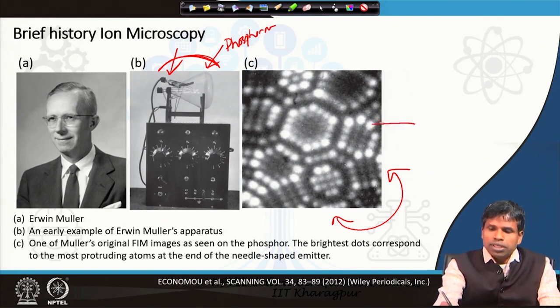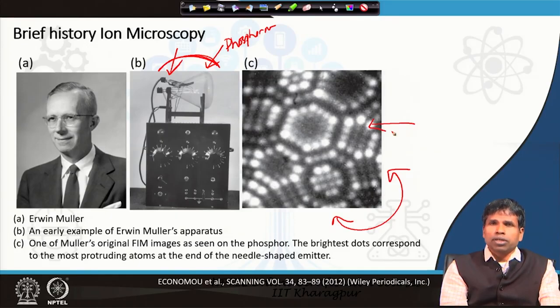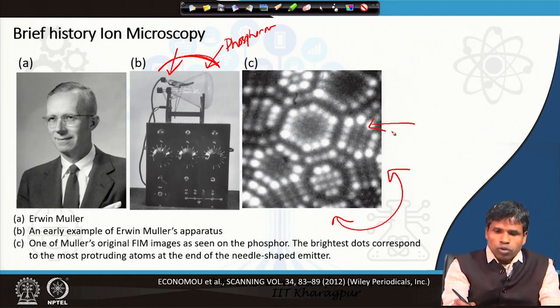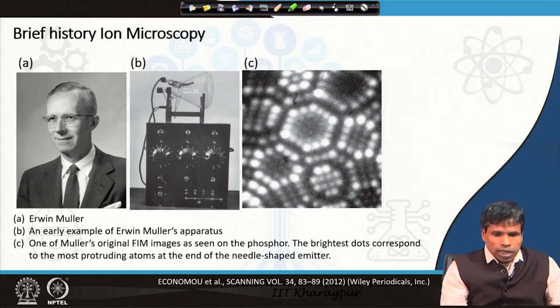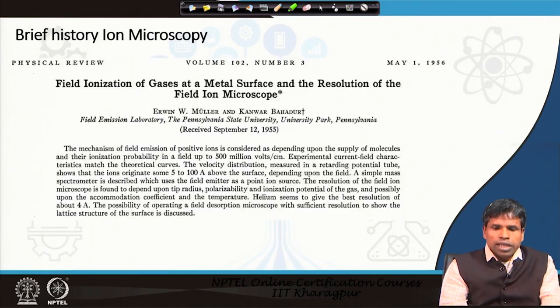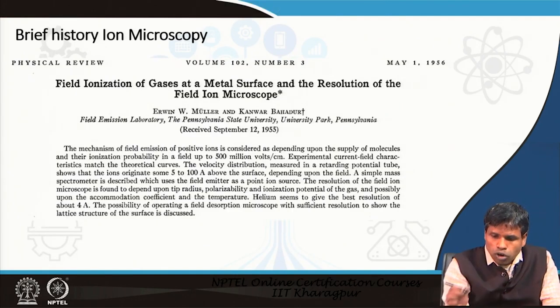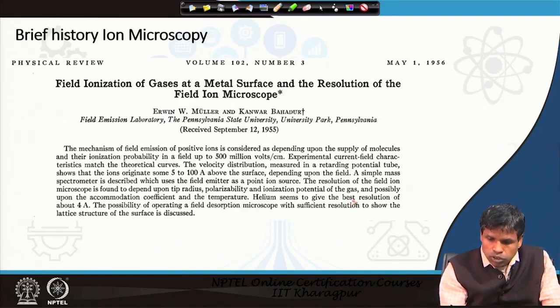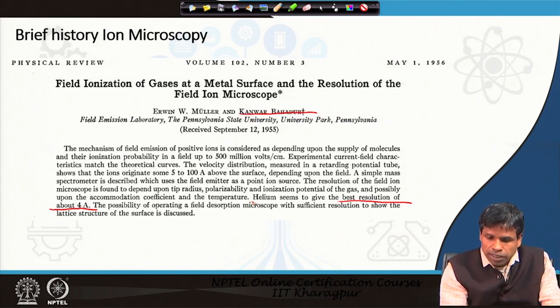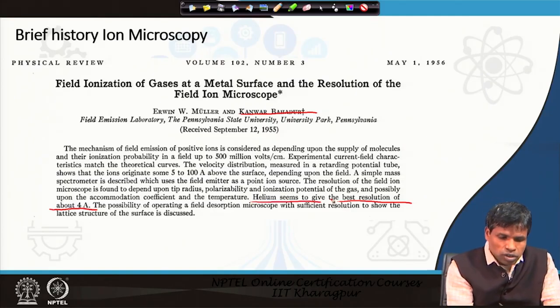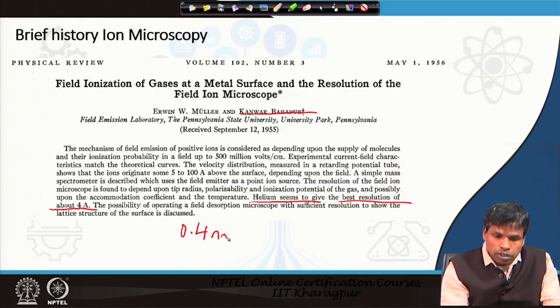In this pattern, every spot of light indicates the presence of one particular atom on the tip of the electrode, that means the metal part. This way he discovered field ion microscopy, and with this type of microscope they could successfully obtain a resolution as good as 4 angstrom. He, with his graduate student Kanwar Bahadur, using helium ions, succeeded in getting a resolution of 4 angstrom, that means 0.4 nanometer, in the year 1955.